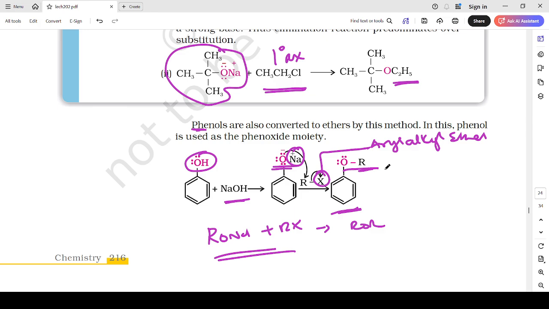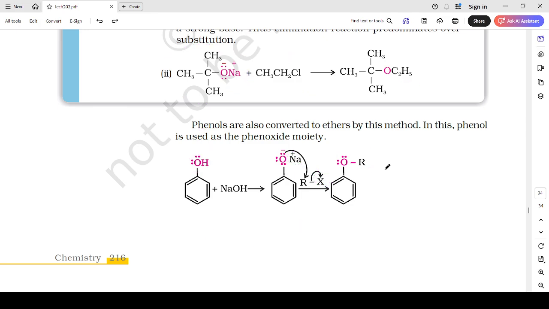Ma'am, what is phenoxide moiety? Moiety means molecule structure. Here I made it as O minus. This is phenoxide. Moiety means it's a structure, a molecule. Okay, ma'am.